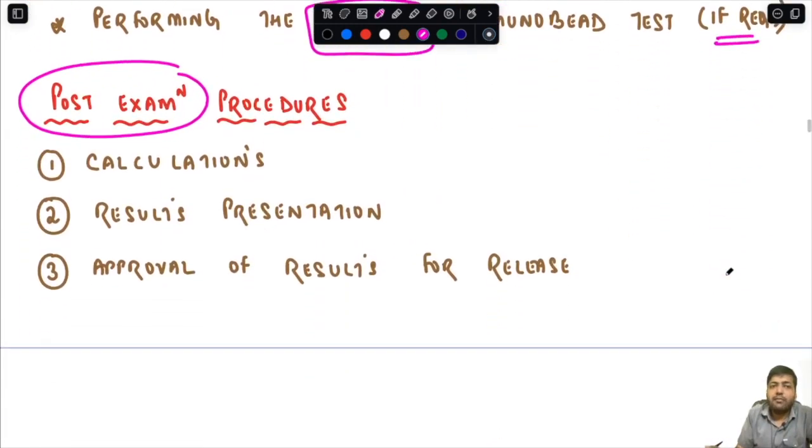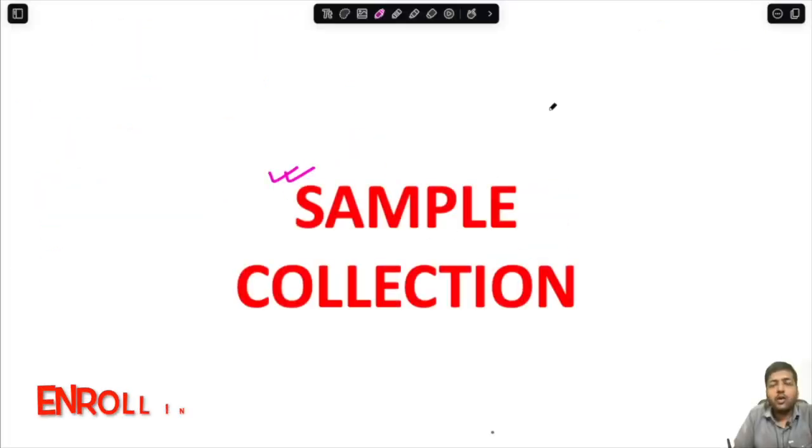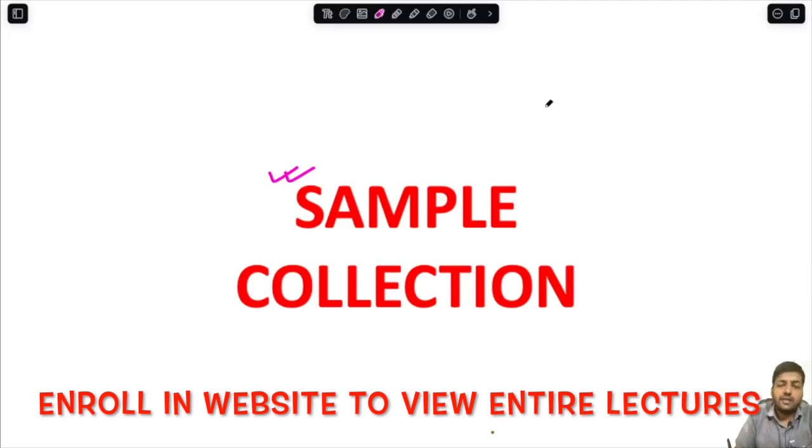Now what are some of the post examination procedures? You have to do the calculations, the results presentation, and approval of results for release. Okay, so this is the basic outline of the semen analysis that has to be carried out. Now we are going to start with the physical examination of the semen sample.